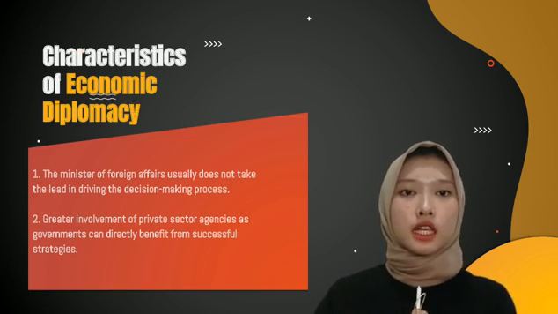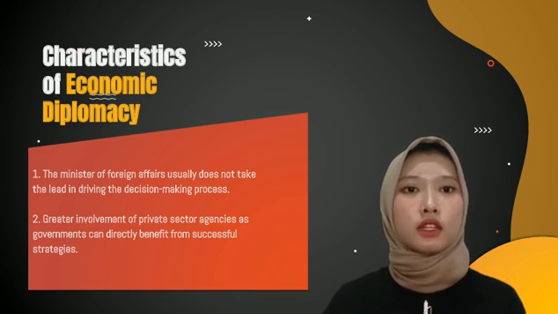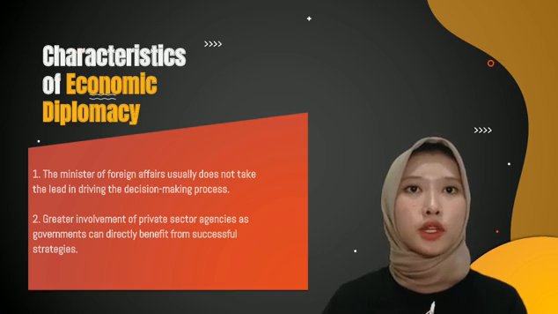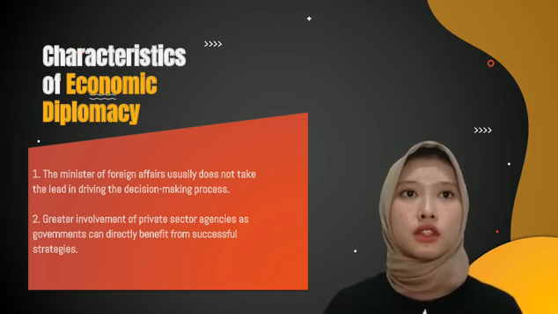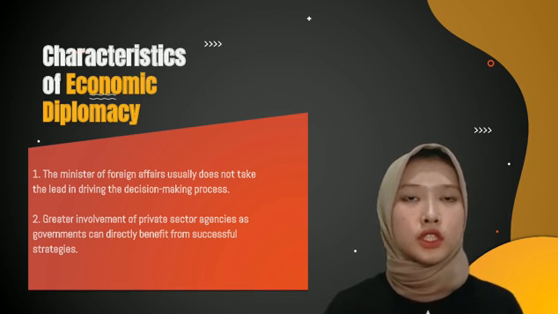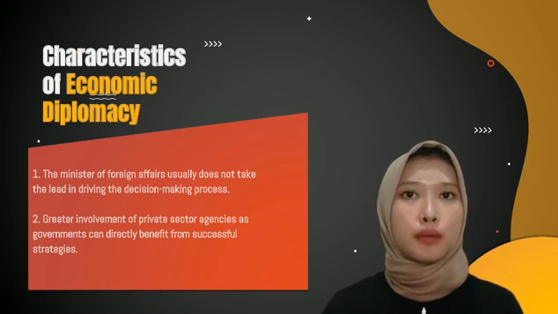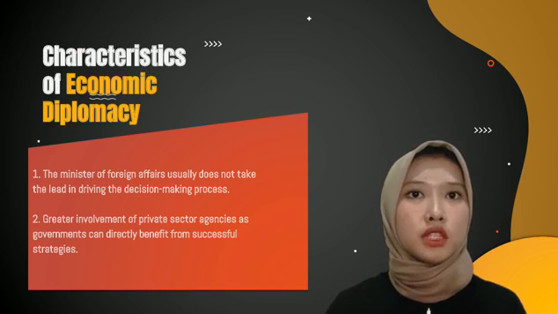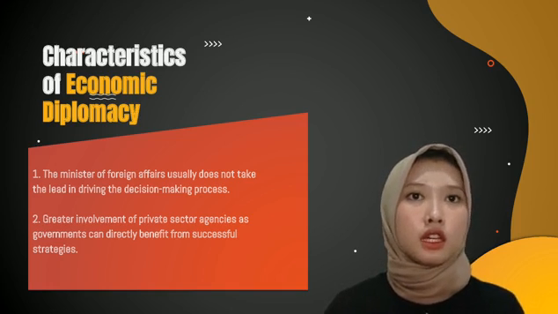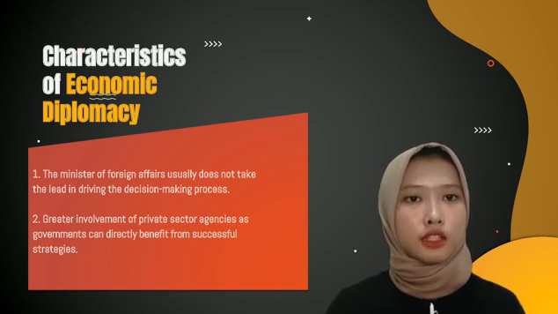And the second characteristic of economic diplomacy is greater involvement of private sector agencies, as government can directly benefit from successful strategies. In this regard, government officials often consult with business interests to decide policy or strategic negotiation in which each department has its own individual context, such as a banking association with the Ministry of Finance, the agricultural lobby with the Ministry of Agriculture, and others.